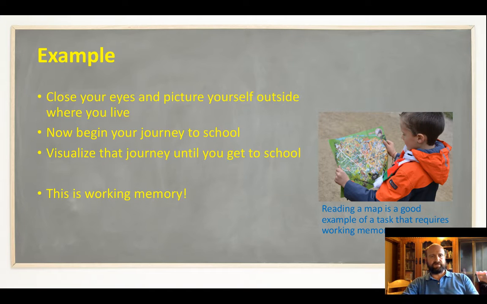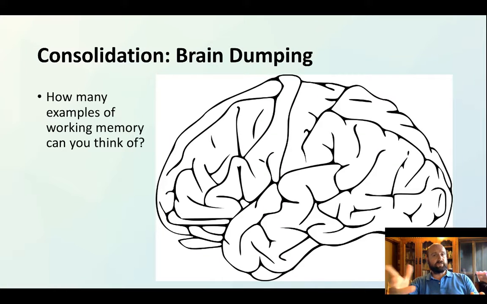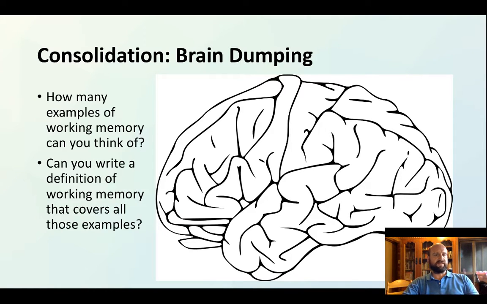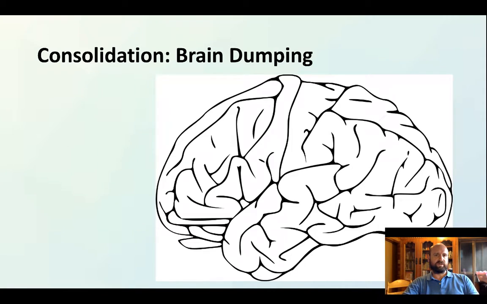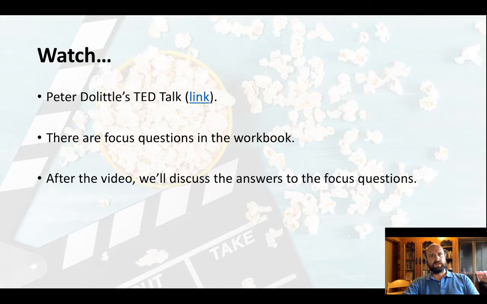Here I like to give a couple of examples. Close your eyes, picture yourself walking from school. They're using their visuospatial working memory. Another example, doing mathematics in their head. Then we get them to think about it. There's this brain in their workbooks. How many can they think of? How many different ways do they use their working memory? And then try and write a definition. Could you write a definition that covers all of those? And maybe they'll remember the definition we gave them here, but that'd be fun.